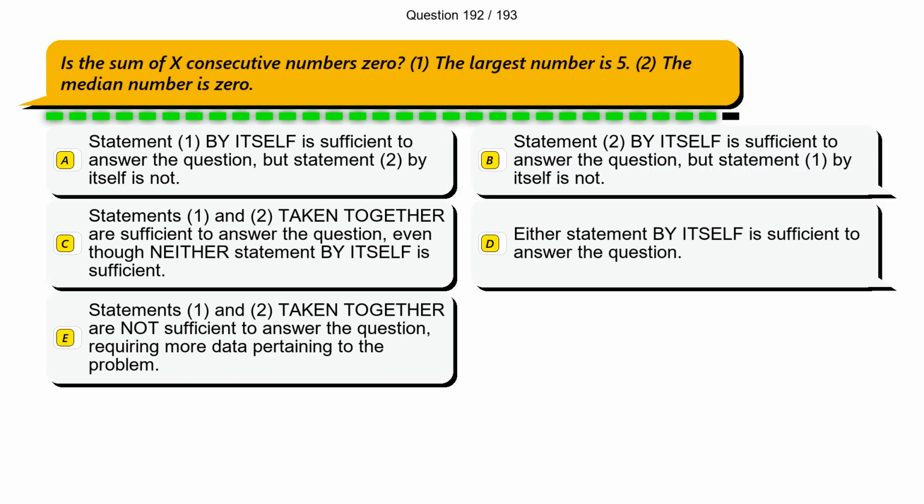Question 192. Is the sum of x consecutive numbers 0? 1. The largest number is 5. 2. The median number is 0.